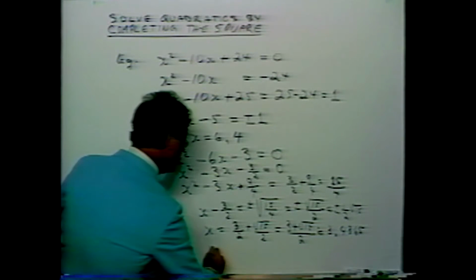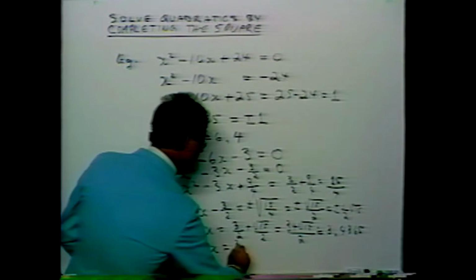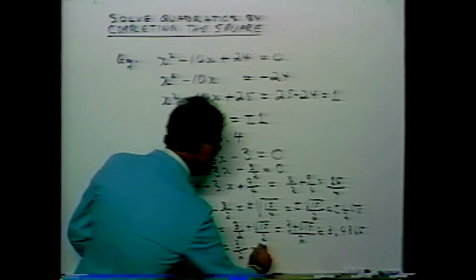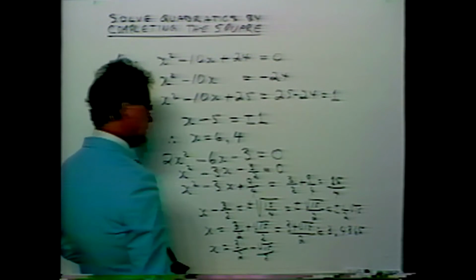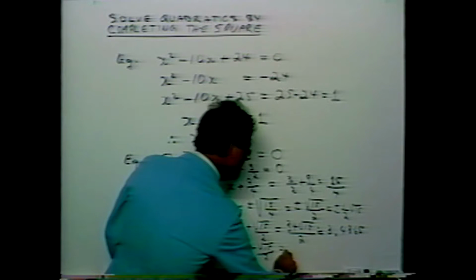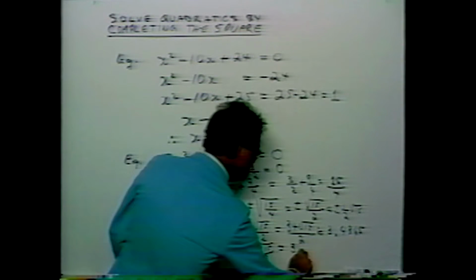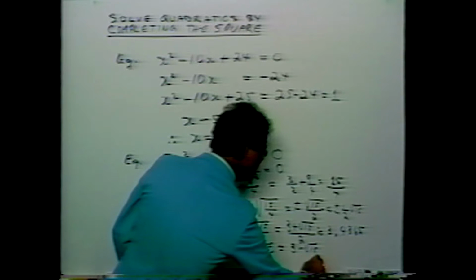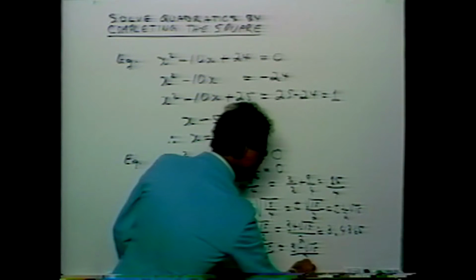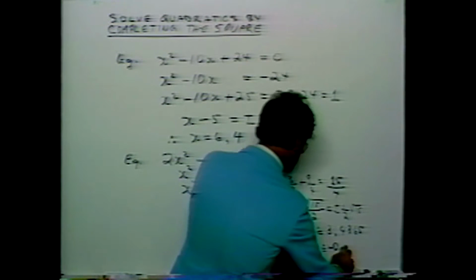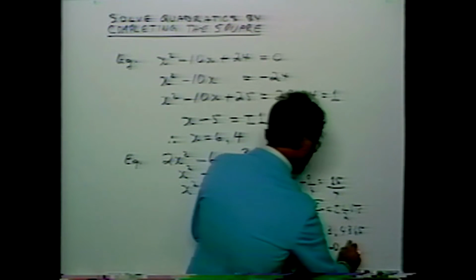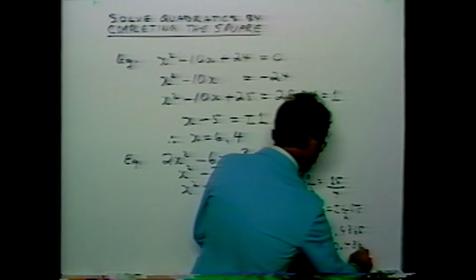On the other hand, x can also equal 3/2 minus the square root of 15 over 2, using the negative sign on the right side, which becomes 3 minus the square root of 15 over 2. And as a decimal, we can also work this out: 0.4365.